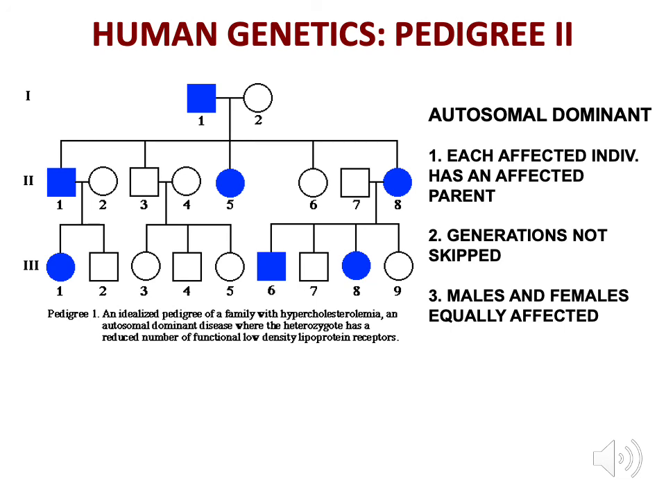And then finally, males and females are equally affected, which would automatically discount an X-linked disorder. If you take a look at a pedigree chart and it looks like males and females are equally affected, it's going to be either an autosomal dominant or an autosomal recessive. So on our next slide, we're going to take a look at an autosomal recessive and compare it to what we see here.